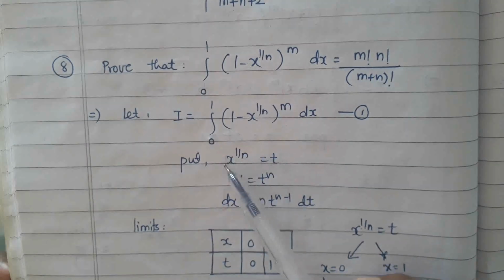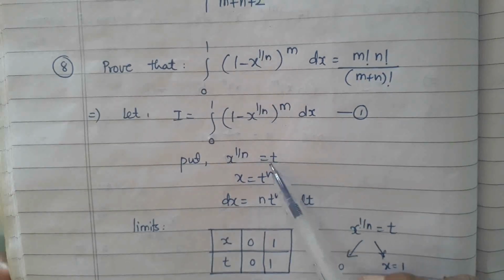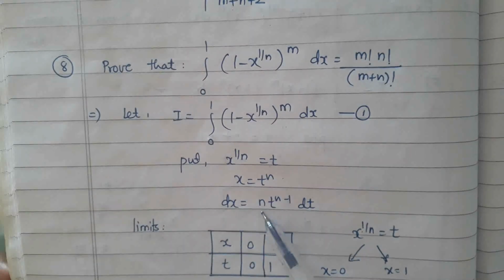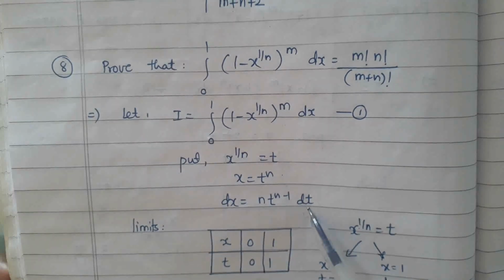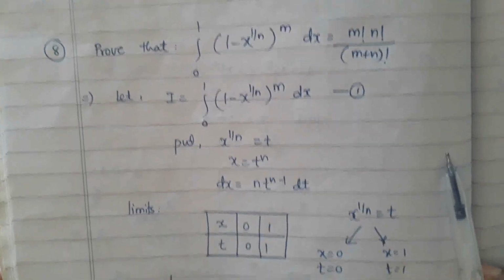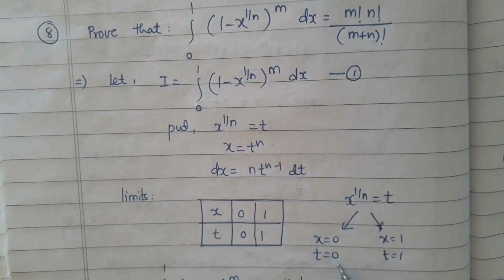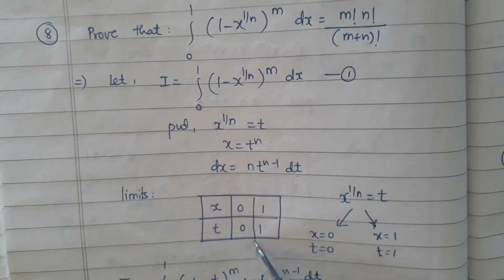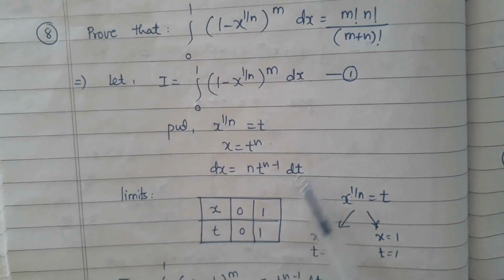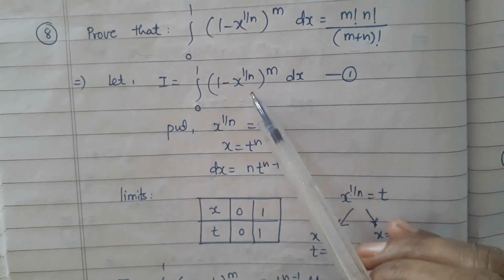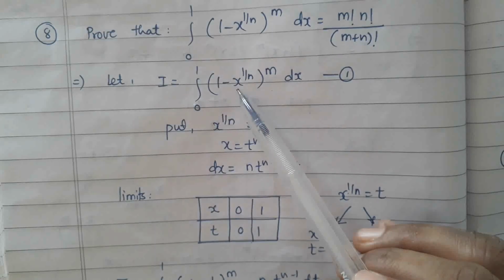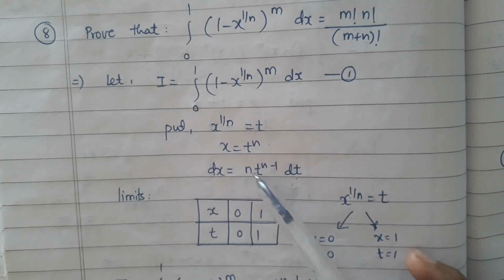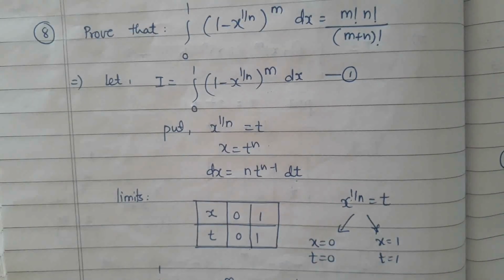For that, substitute x raised to 1 by n is equal to t, x is equal to t raised to n. Differentiate on both sides, dx is equal to n t raised to n minus 1 dt. Change the limits using the substitution. When x is equal to 0, t is equal to 0. When x is equal to 1, t is equal to 1. New limits are here, 0 to 1. Use all the substitution and change the limits. This becomes 0 to 1, (1 minus t raised to n) raised to m at x replaced, and dx is equal to n into t raised to n minus 1 dt.